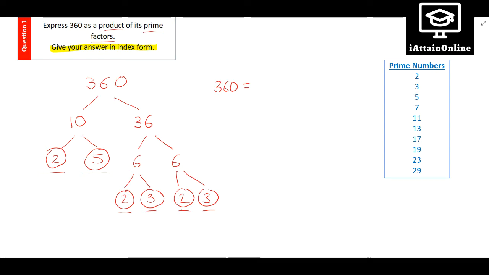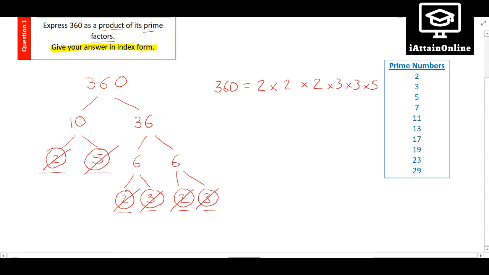So I'm going to put them in ascending order. That means the smallest number first. So I'm just going to cross them off as I go, just to make sure I don't put any extras or miss any out. So 2 times 2 times another 2, and then times 3 times 3 and times 5.